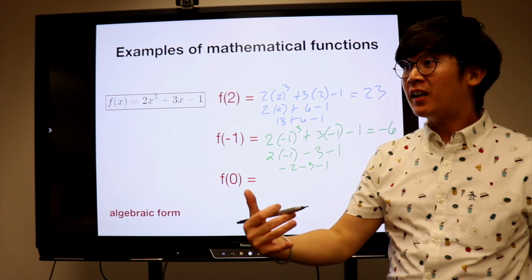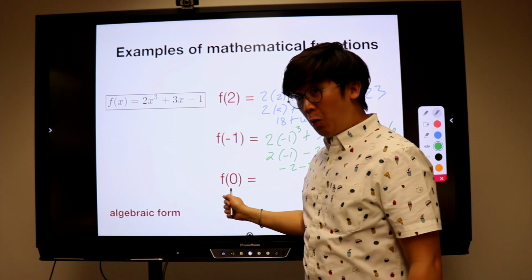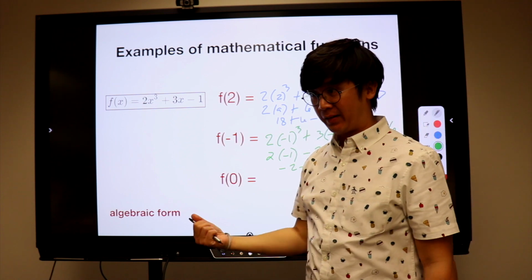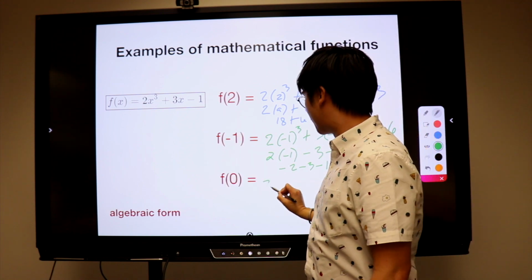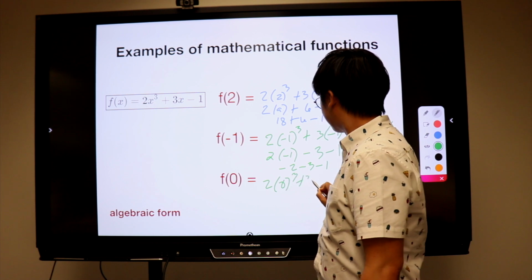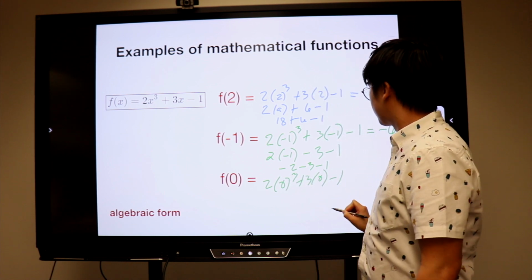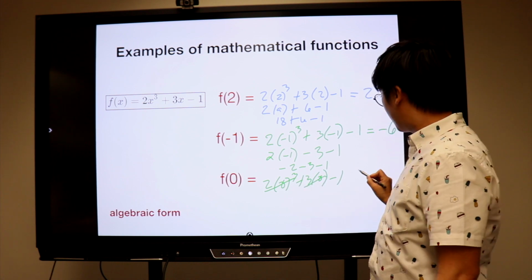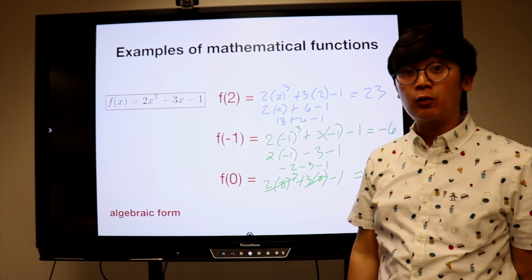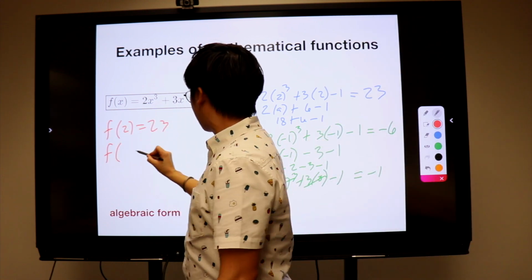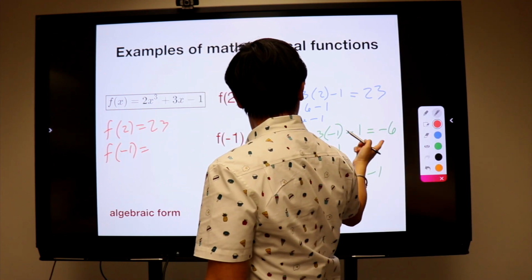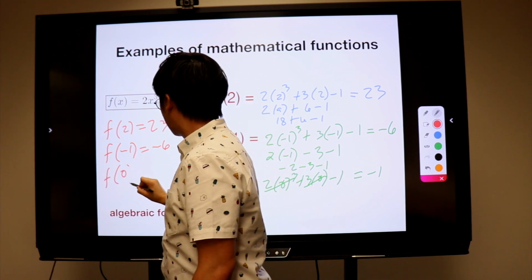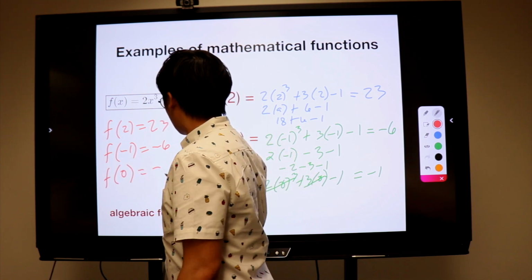No. So this is a common error that most students make. When they see f of 0 or x equal to 0, automatically they'll say, oh, it's 0. That's not right, because this turns into 0, we know that. This turns into 0, we know that, but we know f of 0 is equal to negative 1. F of negative 1 is equal to negative 6. And f of 0 is equal to negative 1.